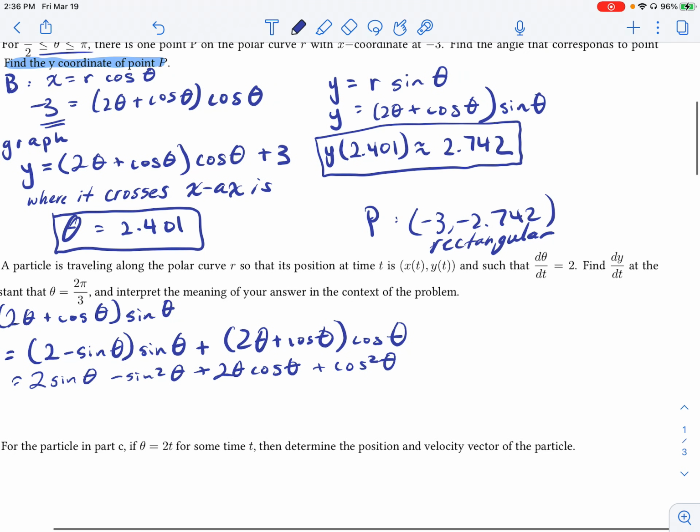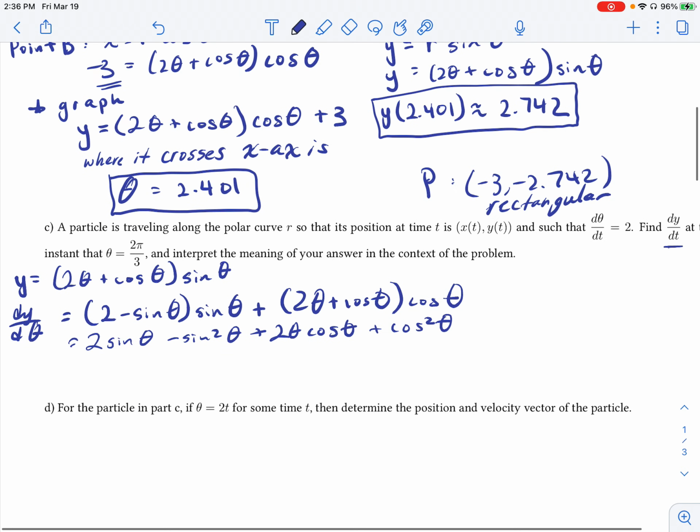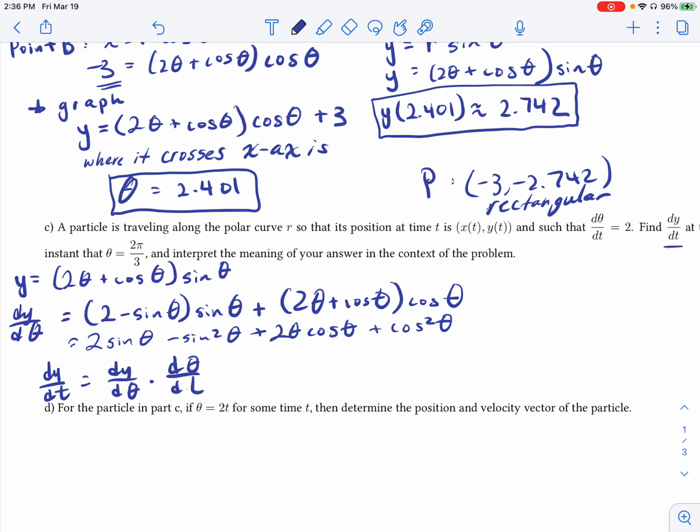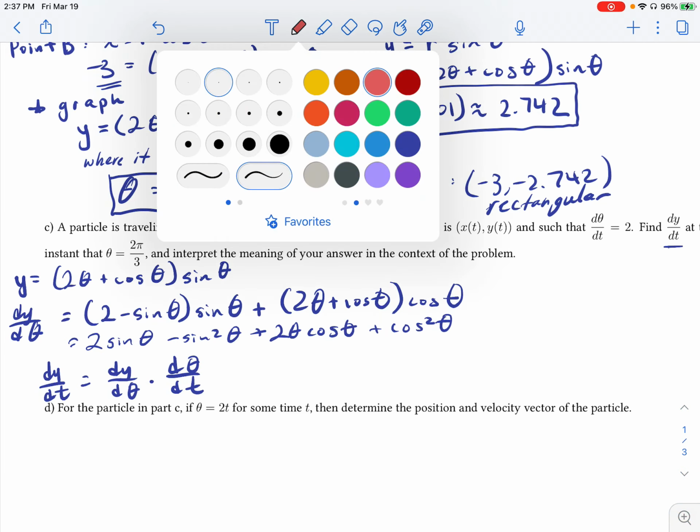All right, now what do we know about dy dt? Because it's asking us to find dy dt. Well, dy dt is equal to dy d theta times d theta dt, right? Because we can see here that if we wanted to, we could just divide these out, right? So that's the idea of that chain rule. The derivative of y with respect to theta times the derivative of theta with respect to t. If you remember our earlier discussions on derivatives of parametric functions, it's just really applying the chain rule.